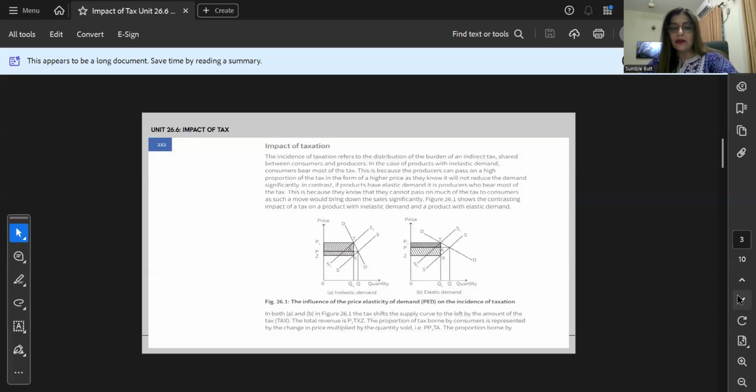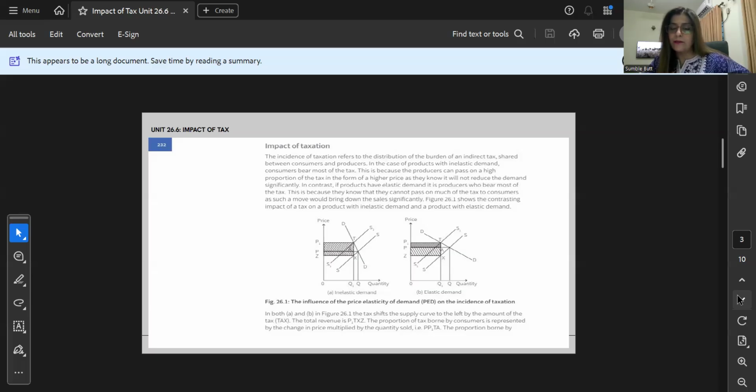As you can see on your screens, we have the image of two different scenarios reflected, which is with regards to the elasticity of demand of different products. Figure A shows a product which has an inelastic demand, which is usually the case of necessities, and figure B shows a graph which has a relatively elastic demand.